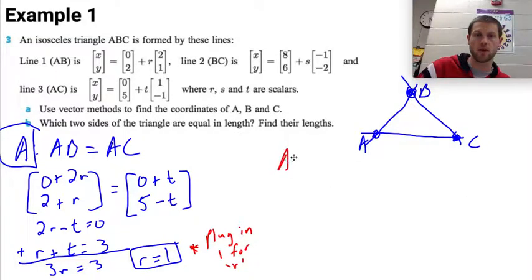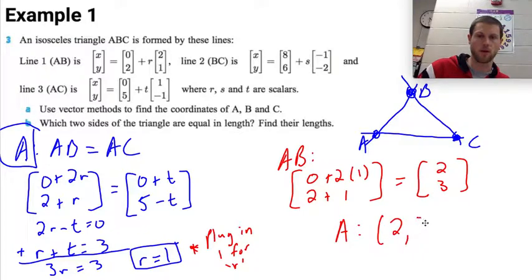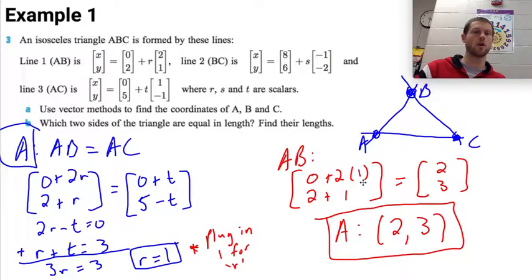So AB, again, is given by 0 plus 2 times r, which is 1, and then 2 plus r, which is 1. And this is going to find me the position of coordinate A once I plug in 1 for r. So this is going to equal 2 and 3, which means that the coordinate for A actually is 2, 3. So that's one coordinate down. I just found this piece right here. So let's do the same thing now.